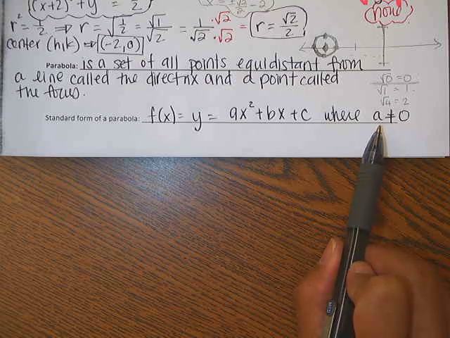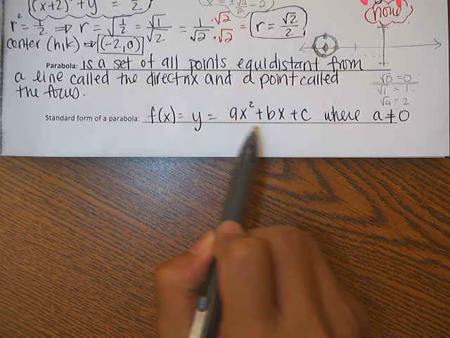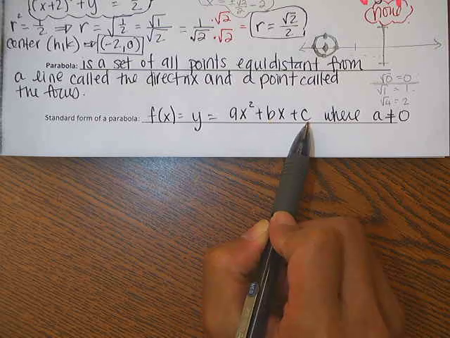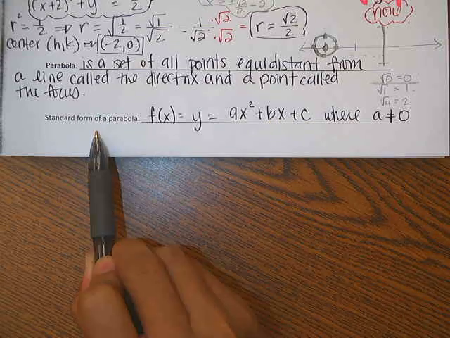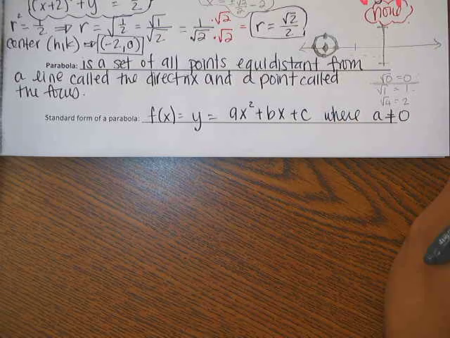If a is 0, then this x squared term is gone. Then that means I'm going to end up with just a line with b as my slope and c as my y-intercept, and that is not a parabola. So that's why this is restricted to where a can never ever be 0. Okay.